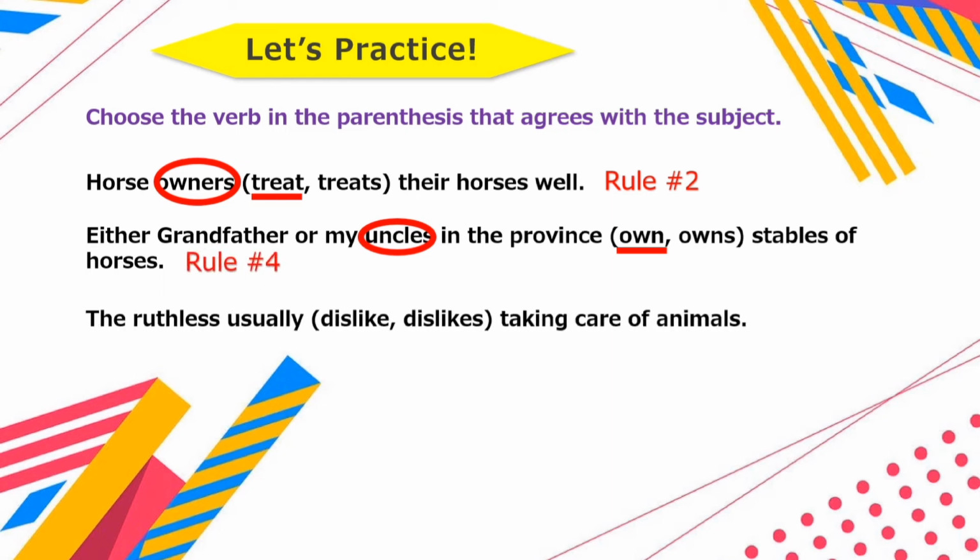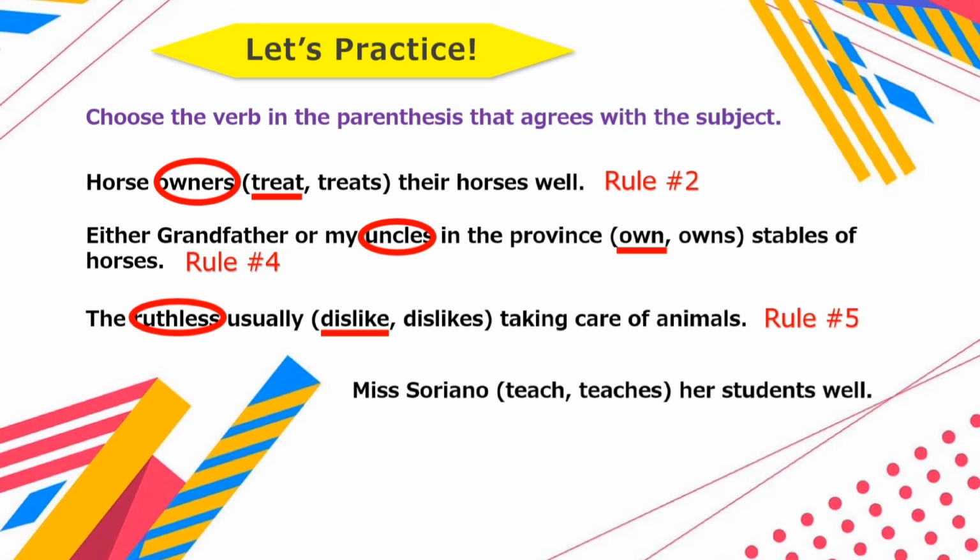Yes, we have here, the ruthless usually dislike taking care of animals. So, what are we going to use? Dislike or dislikes? We are going to use, correct, dislike. And that is because our subject, which is actually derived from an adjective, is ruthless. So, we are going to use the plural form of the verb as stated in rule number 5.